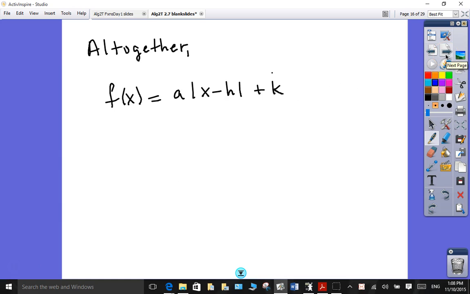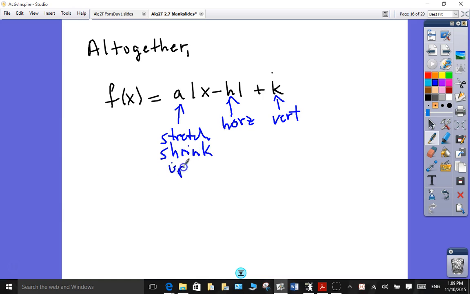So put it all together, okay, and we can say the h is horizontal, k is vertical, the a is stretch or shrink, or up or down.